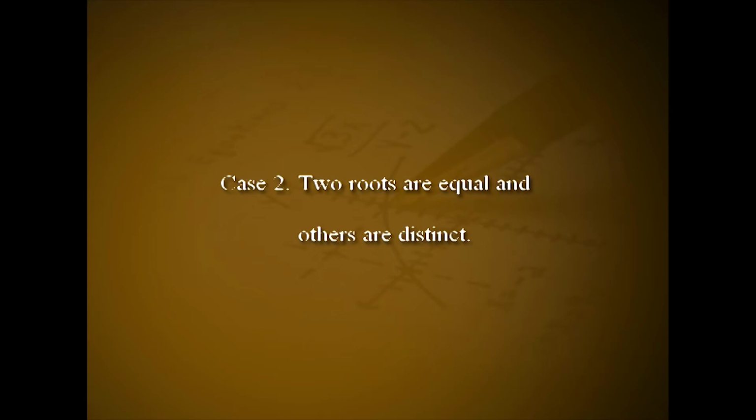Case 2. Two roots are equal and others are distinct. Let m1, m1, m3, m4, ..., mn be the roots. Here f of (m, 1) is equal to a0 into (m − m1) whole square into (m − m3) into ... into (m − mn). Therefore, f of (D, D') is equal to a0 into (D − m1 D') whole square into (D − m3 D') into ... into (D − mn D').